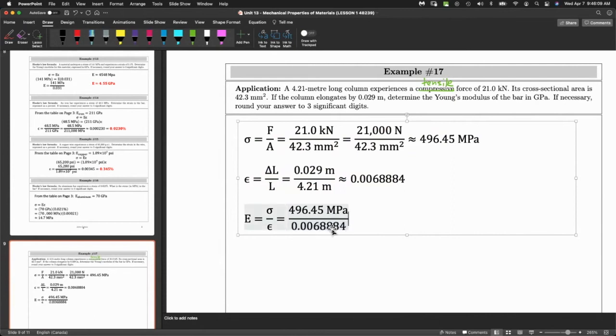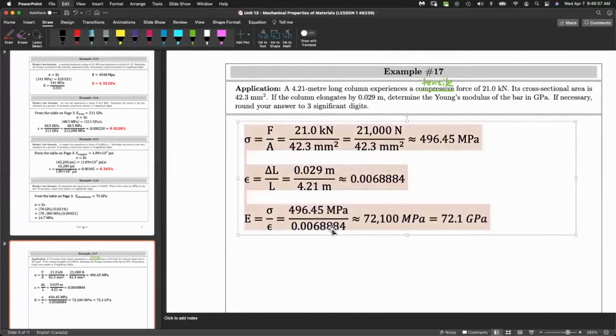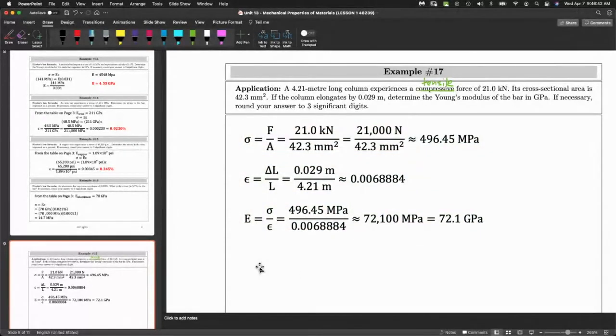Notice that the units are going to be also in megapascals. As I mentioned, stress and Young's modulus have consistent units. Sorry, that's 72,100. But the question says to write it in gigapascals, 3 sig figs. So that's why you see there I put zeros to the nearest hundred, because of the aforementioned 3 significant digits. So there's the answer to the question.